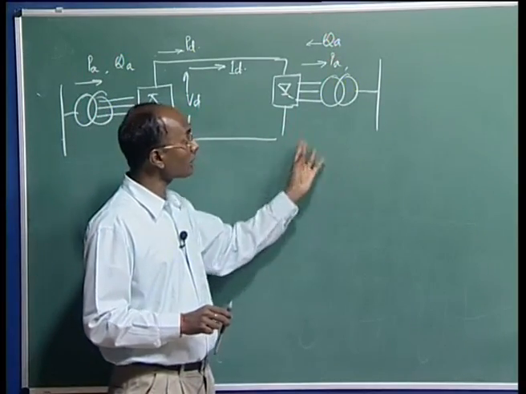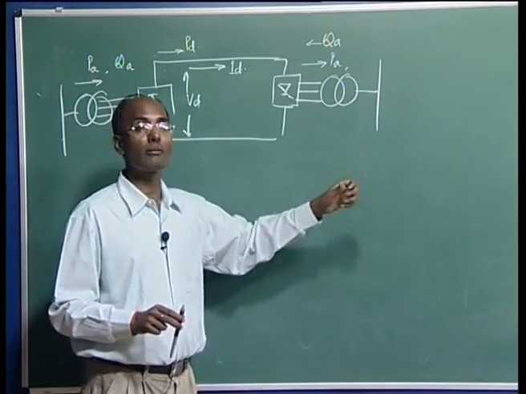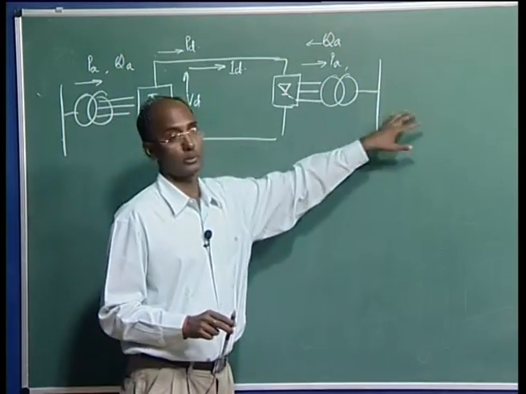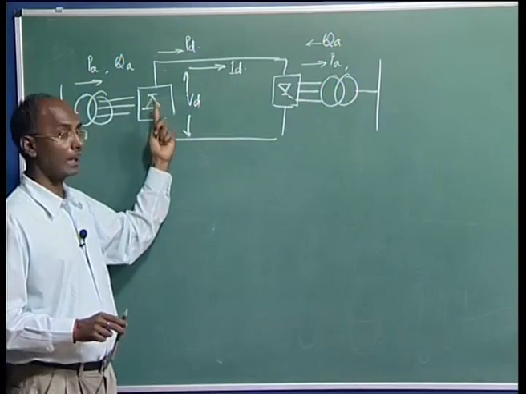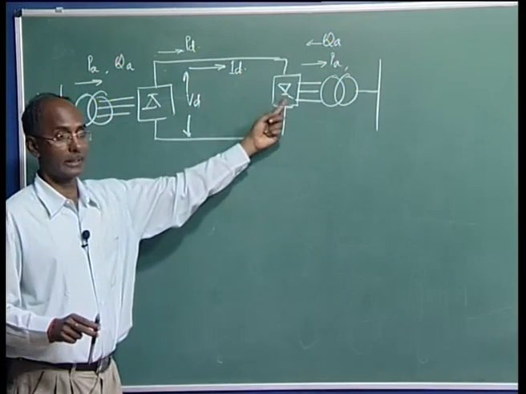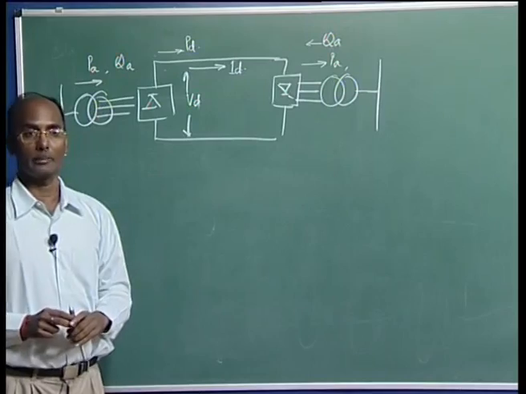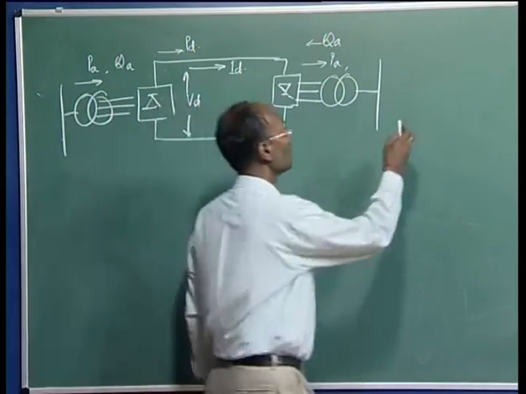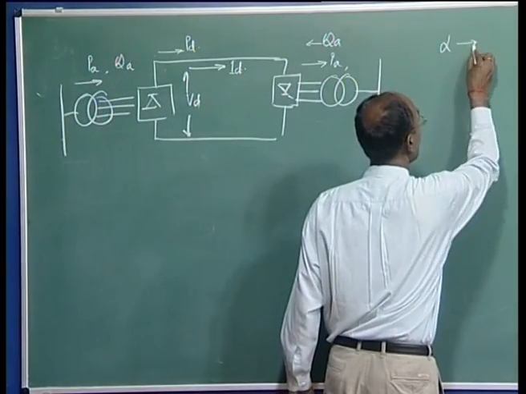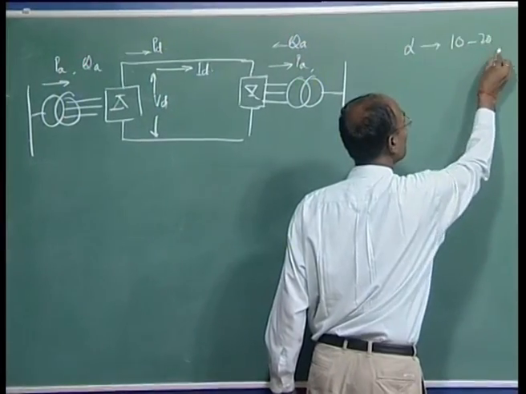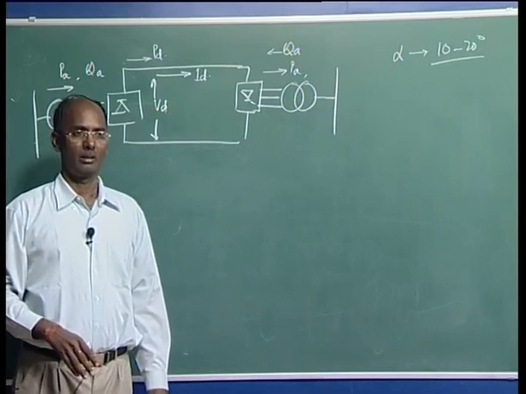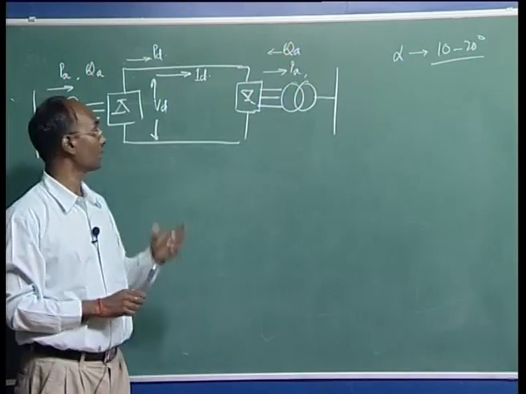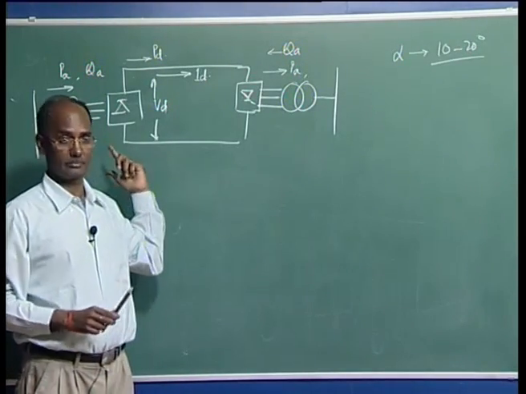Even though the filters provide some of the reactive power, we still require some reactive power from the source. To minimize this reactive power, the firing angle can be constrained up to a certain limit. Normally alpha is 10 to 20 degrees. We should never go beyond 20 or 30 degrees, because if you go for more, your requirement of reactive power becomes very excessive.